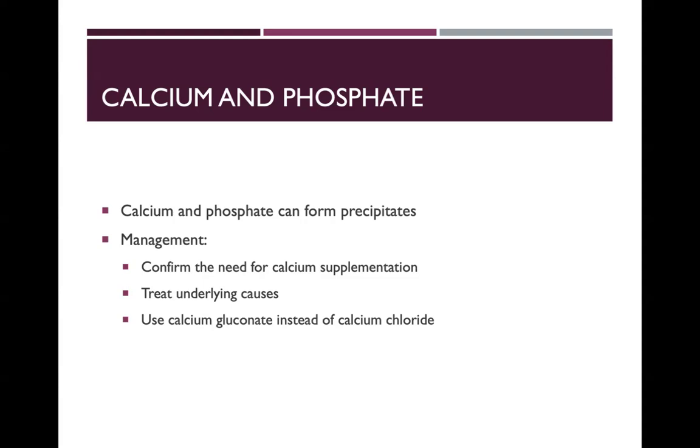If they don't need the calcium, just don't add calcium into the bag generally. If the patient has a deficiency of one of the two electrolytes or both, you try to treat the underlying condition rather than giving the supplementation. And if you have to use both of them, use calcium gluconate instead of calcium chloride, because calcium gluconate is less likely to bind to the phosphate because of just the structure of the molecule. So it's less likely to cause precipitate formation.